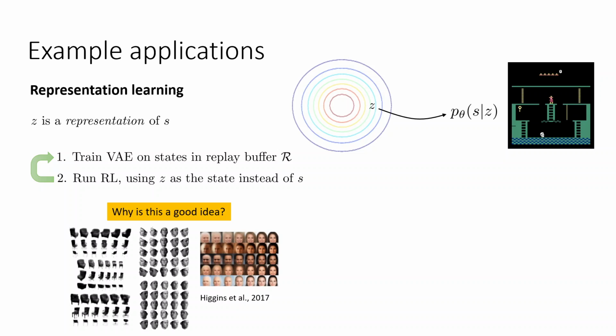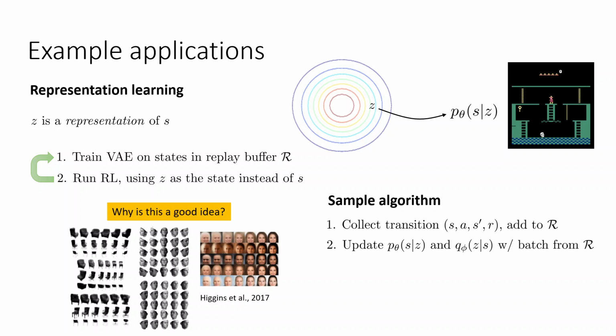So a practical instantiation of this idea, for example, in the context of a Q-learning algorithm like the one in homework 3, might look like this. Just like in regular Q-learning, you collect a transition from your environment using your exploration policy and add it to your replay buffer. Then you update your decoder and encoder using the variational lower bound using a batch sampled from the replay buffer, and that improves the representation z.